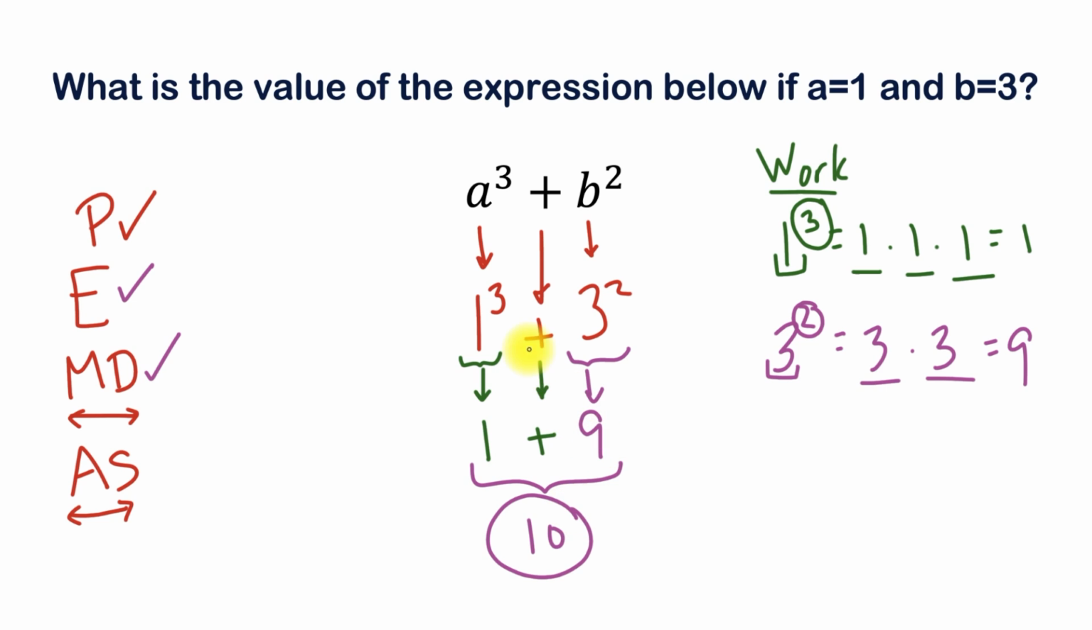Therefore, we can say that the value of this expression, a cubed plus b squared, when a equals 1 and b equals 3, is 10.